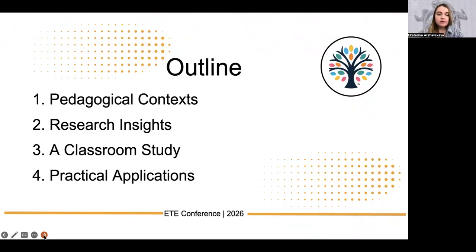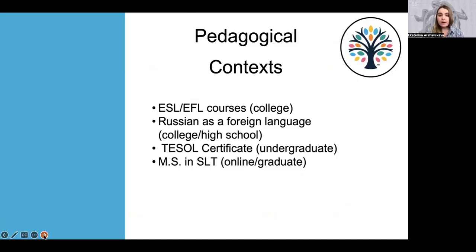So first, let me outline the context where I work, as this presentation may be relevant to people who work in similar or the same areas. Then some research insights that I have found in the literature, a classroom study on AI that I did, and some practical applications of AI and video tools that I learned from other instructors, and I also want to try in my own classroom.